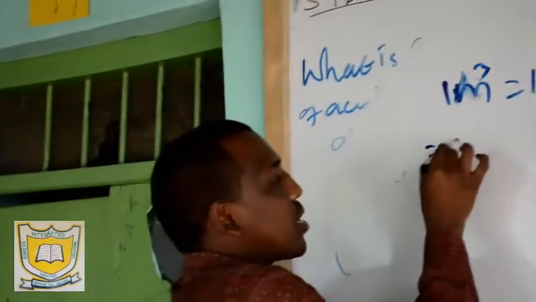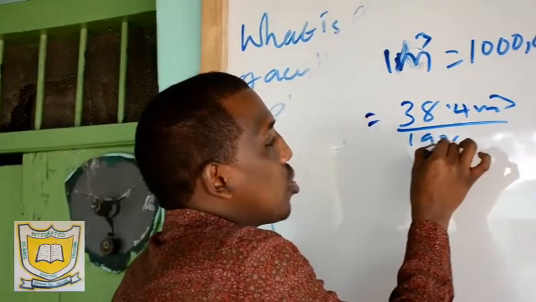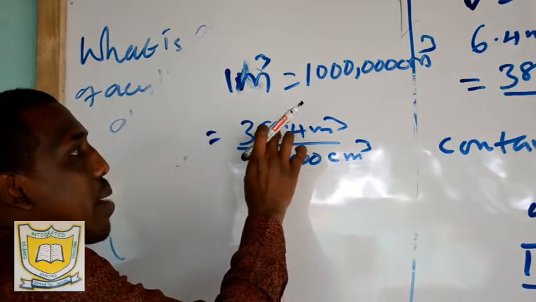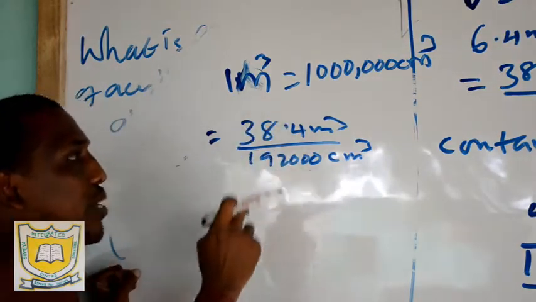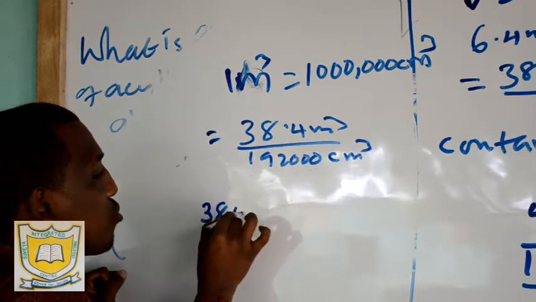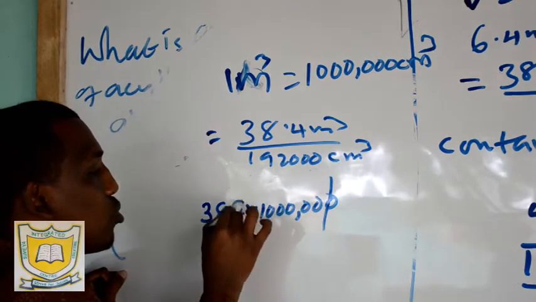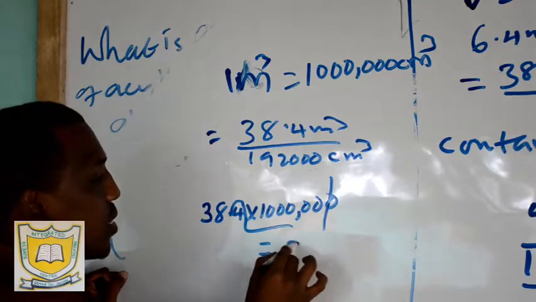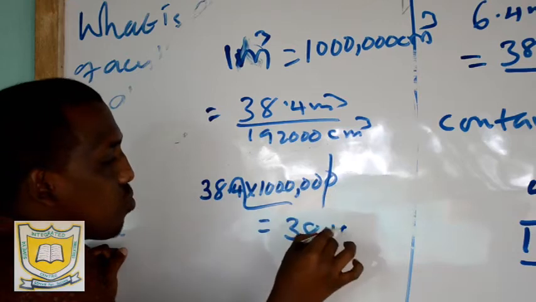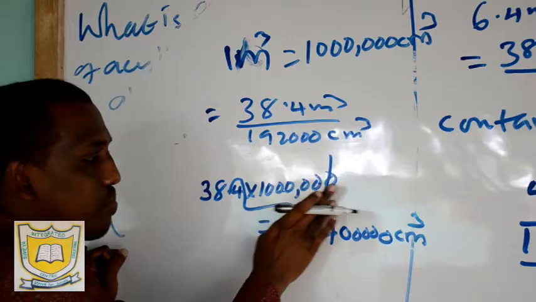So remember our formula was 38.4 cubic meters over 192,000 centimeter cube. Let us change this one to centimeter cube, times 1 million. So we say 38.4 times 1 million. The point will go outside. So what is remaining? You will get 384 and then 5 zeros, centimeter cube.